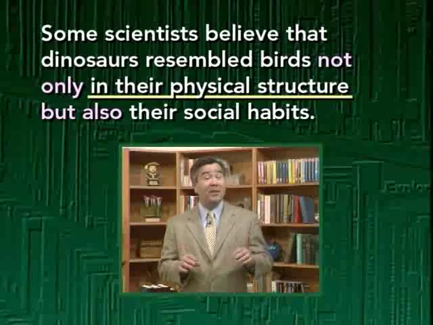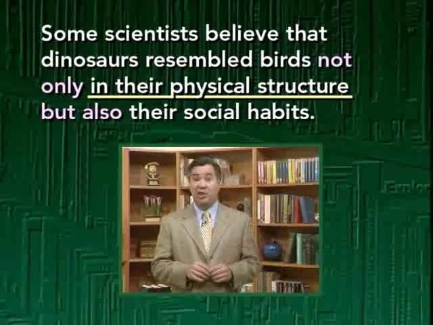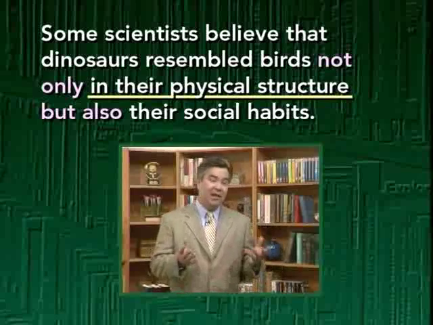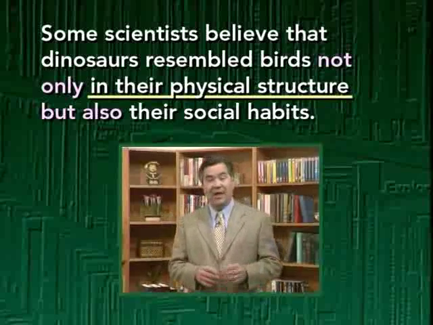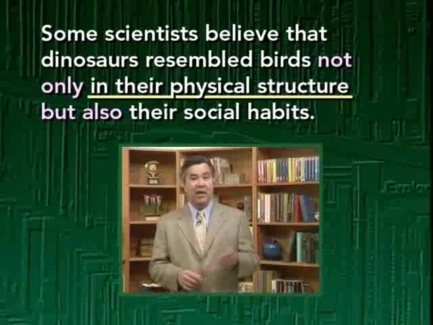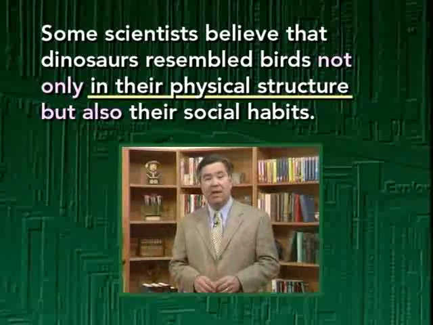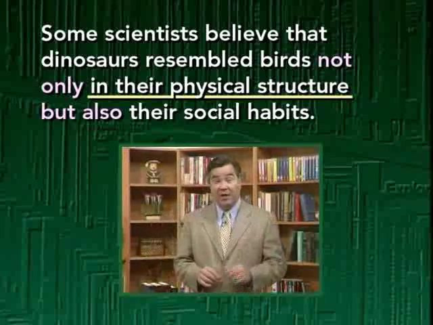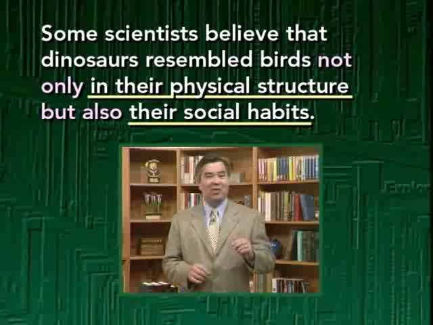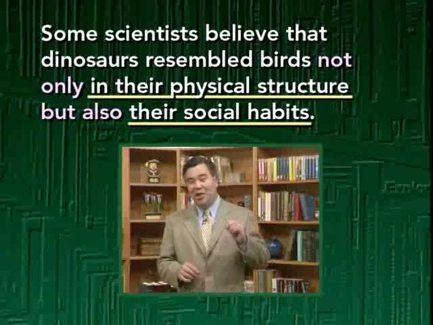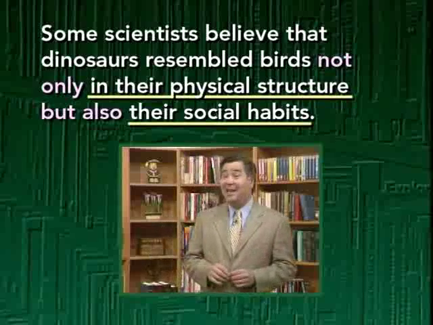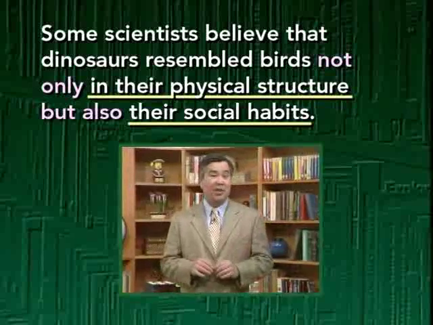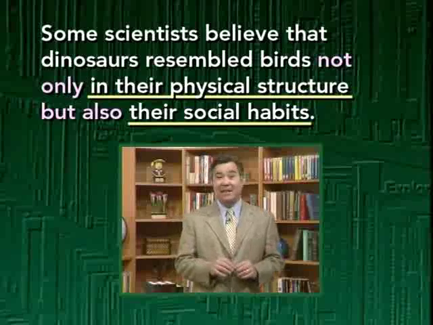Now this is a prepositional phrase, beginning with the preposition "in," ending with the noun "structure," and containing the possessive pronoun "their" and the adjective "physical" in between: in their physical structure. Okay, then we have the conjunction "but also," and what follows that is "their social habits." What do you notice that's different? Well, what's missing here is the preposition "in." Because this is not a prepositional phrase, parallelism hasn't been followed.